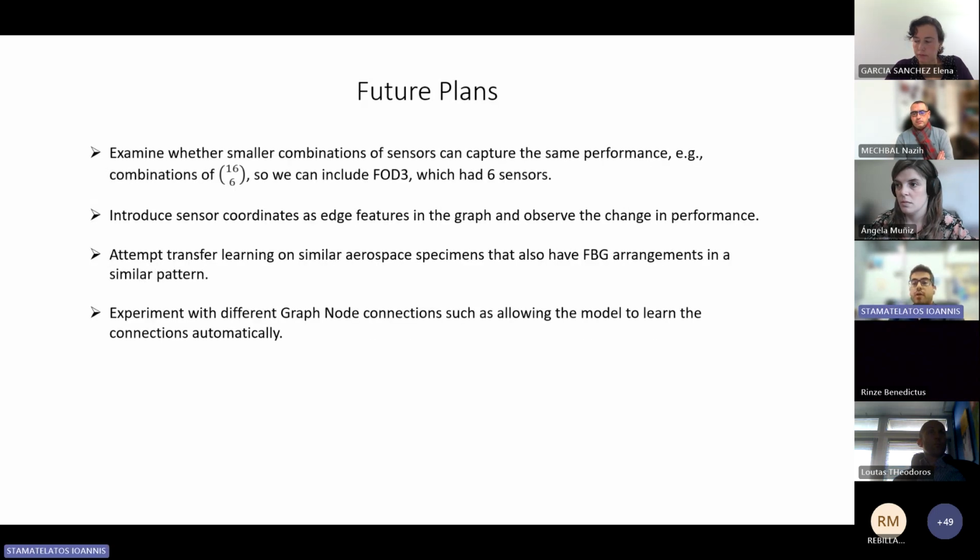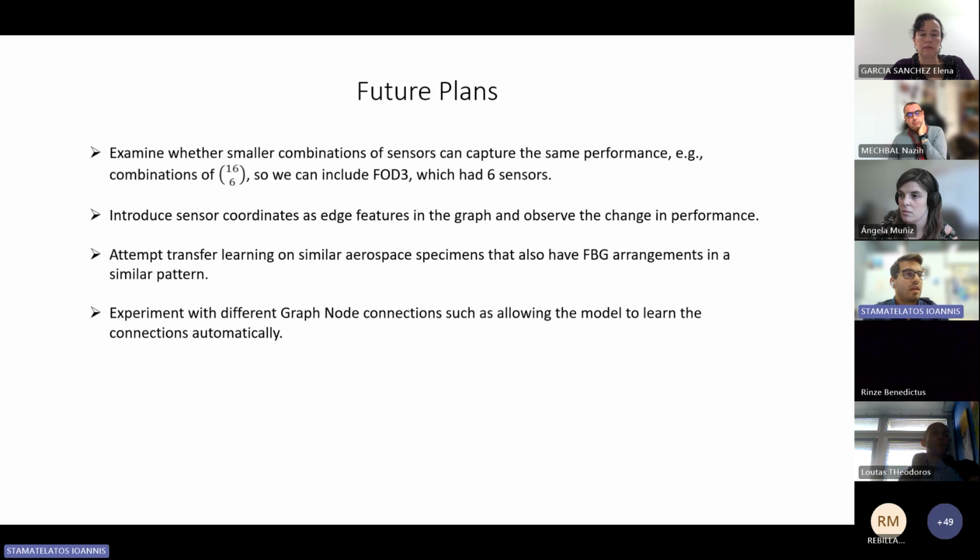Some future plans: because with so much data there are a lot of options and a lot of good ideas that can be performed, meaningful results can be taken out from this. One future plan is to reduce the combination of sensors used in the graph neural network. For example, we can use 6 sensors instead of 16. By that, we can also include the 43, which had 6 sensors, and examine if a smaller combination of sensors can give the same or close to the same results.